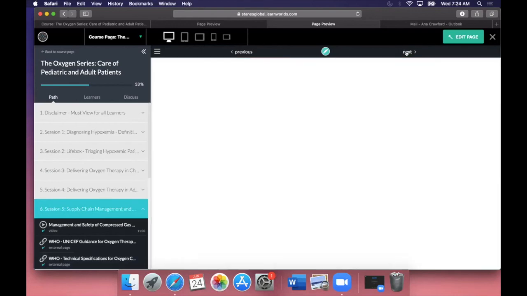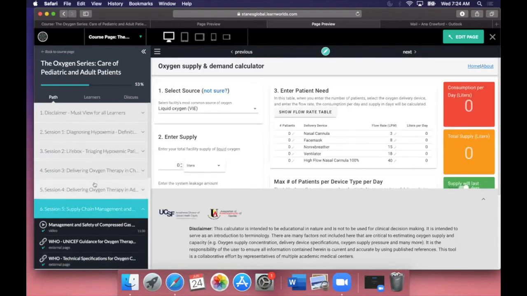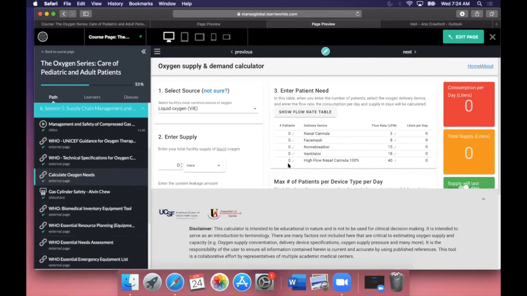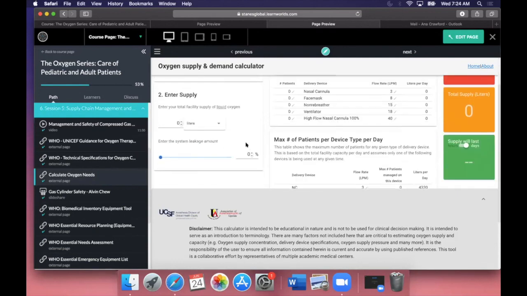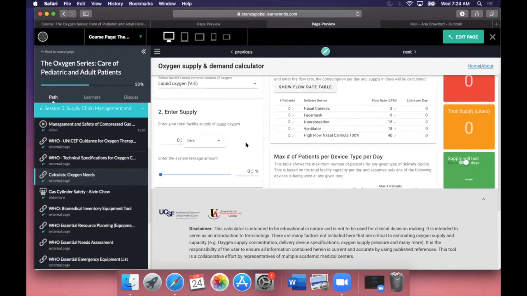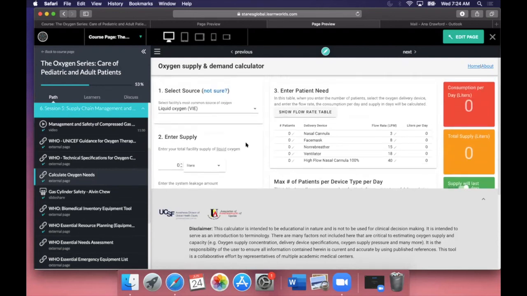If you click to the next resource, this is an oxygen supply and demand calculator that can be found online, and you can type in the type of oxygen source you have at your facility, whether it's a plant, a cylinder, or liquid oxygen, and then estimate how much oxygen your facility is using. Using this calculator can help you make decisions about what type of supply would make the most sense for you. So you can compare your needs to your supplier's options and see if it's most cost effective.